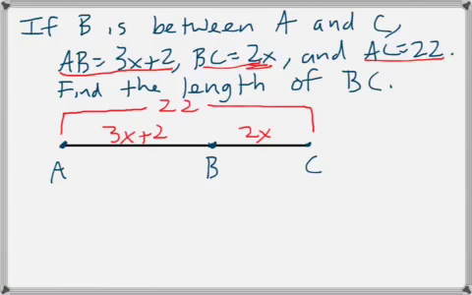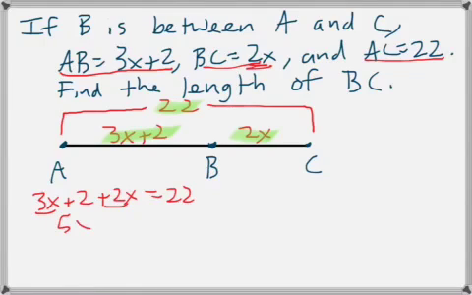Now, in using the segment addition postulate, at this point we're going to have to set up an equation. So this piece here plus this piece here has to equal this. And so we're going to set up an equation that just uses those pieces. So 3x plus 2 plus 2x equals 22. At this point, once we've set up the equation, we're just going to solve it. So we're going to start by combining like terms. 5x plus 2 equals 22.